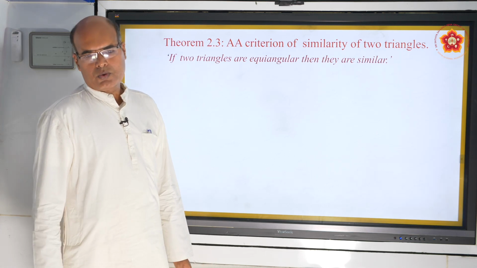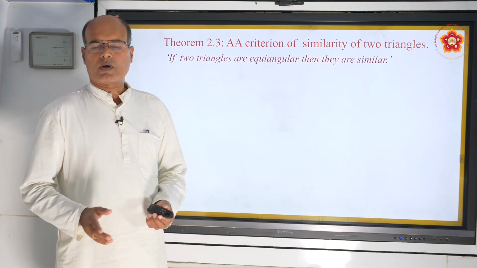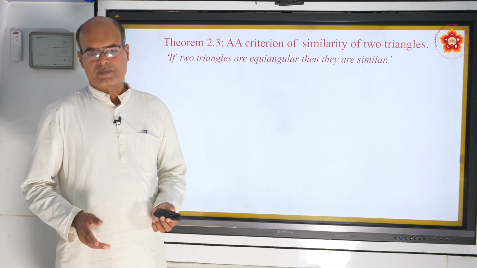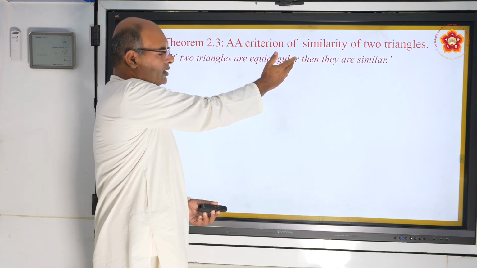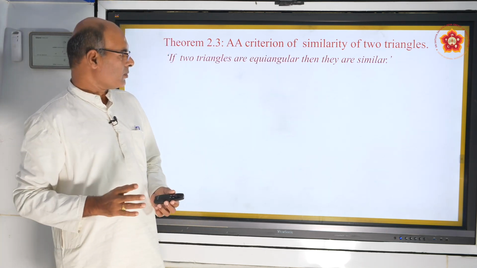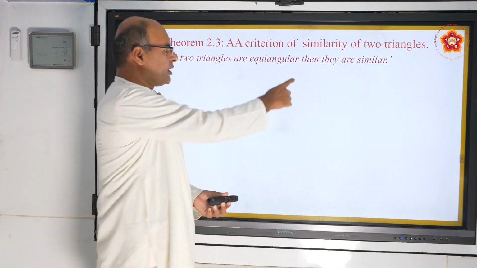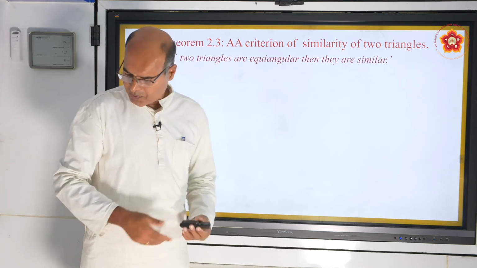So what do we have to do? First we have to write the diagram for the hypothesis part of the statement. Here, if two triangles are equiangular, that is the hypothesis part. What we have to assume is the hypothesis part. Then we have to prove that the triangles are similar, that is the conclusion part. First write the diagram for the hypothesis part.